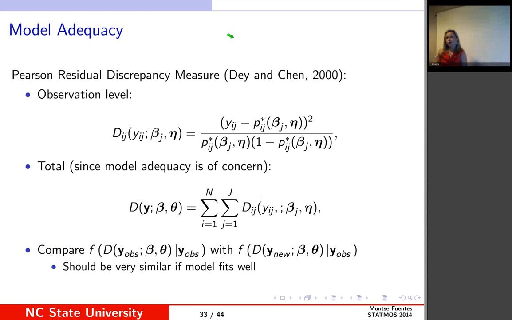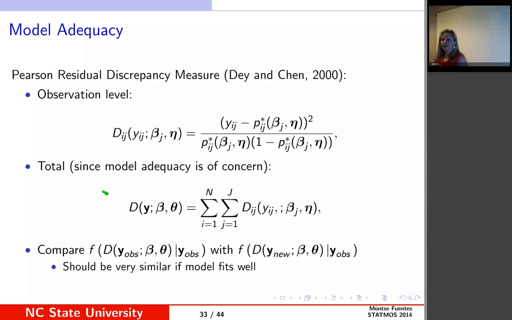Then, going beyond the DIC as a check of how our model compares to others, I think it would be more natural in this type of setting with binary outcomes to work with the Pearson residual discrepancy, in which we compare our outcome of interest, which is the Y, to the probability. And so we aggregate that across the different birth defects and the different mothers, so that would be the total discrepancy here.